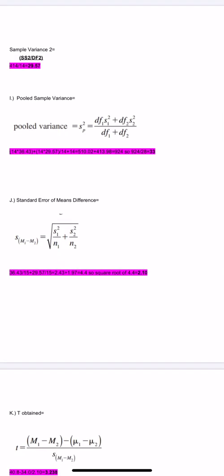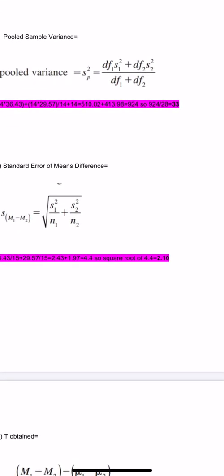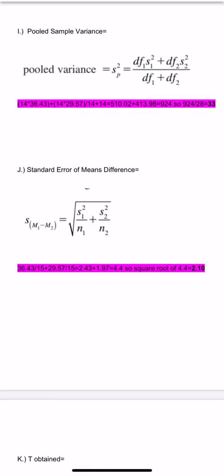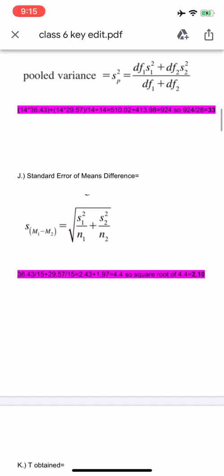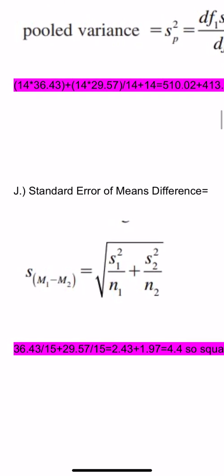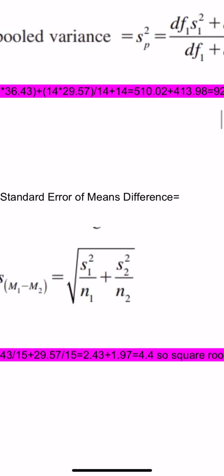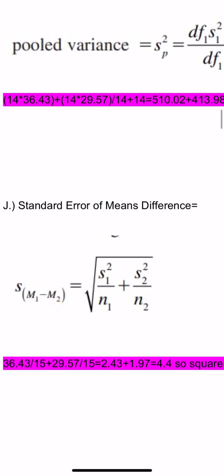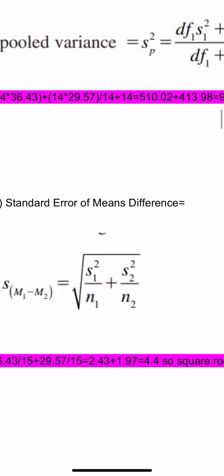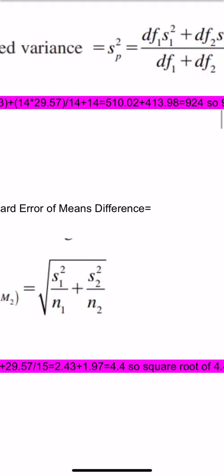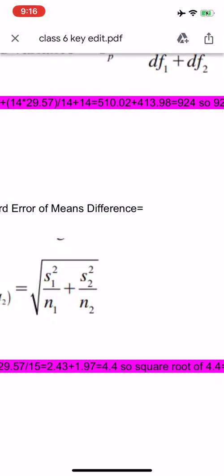Now we have to pool the sample variances. So you do that using this formula right here. Now, you see in the work, I like to do everything step by step so you don't make a calculation mistake. So what I do is I take the DF of 14, which is DF1, times 36.43, which is the variance of group 1, plus DF2, which is also 14, times the variance of group 2, which is 29.57. Divided by DF1 plus DF2 equals.